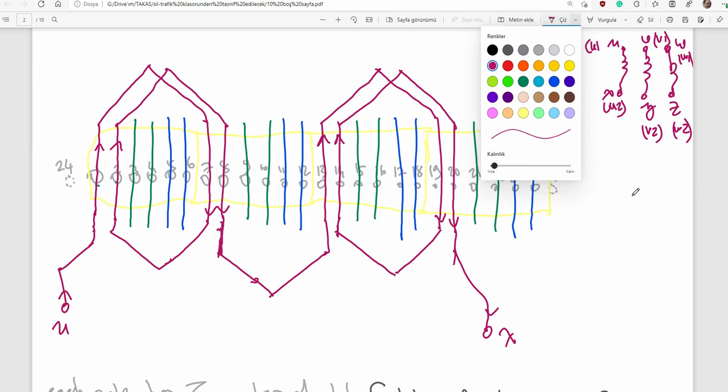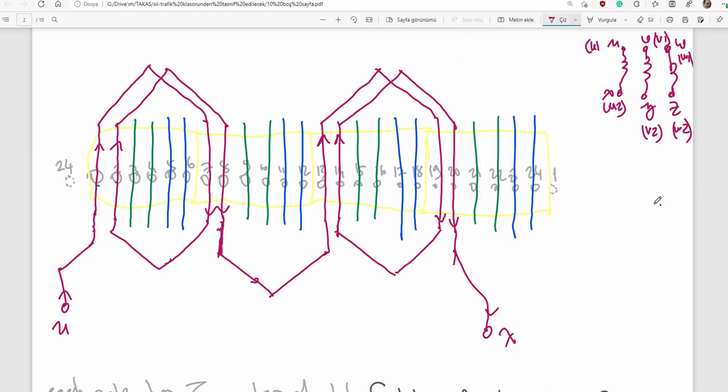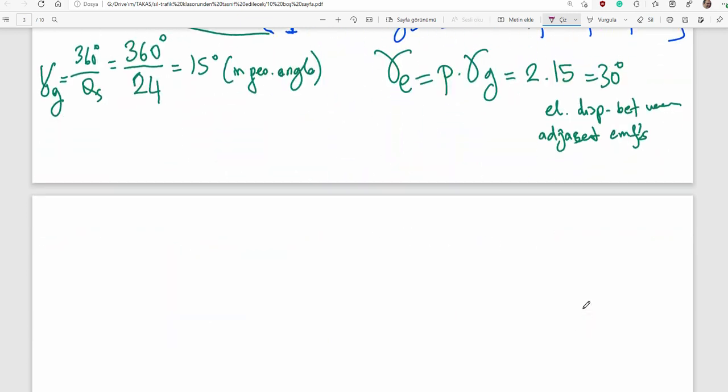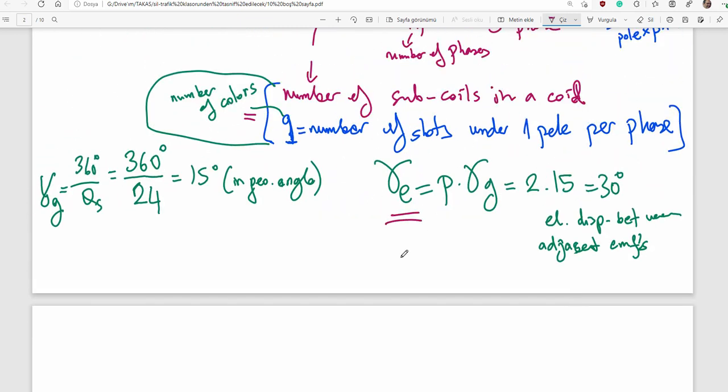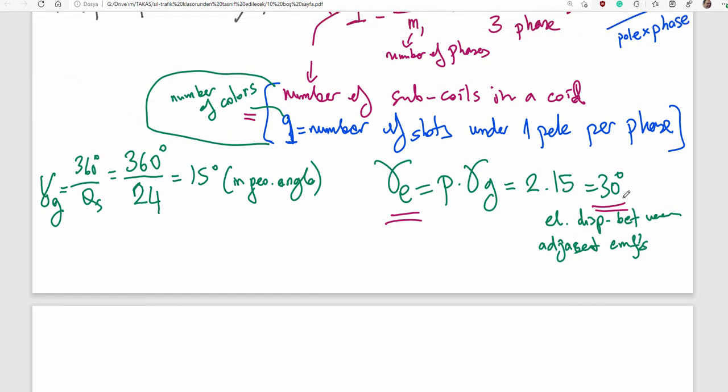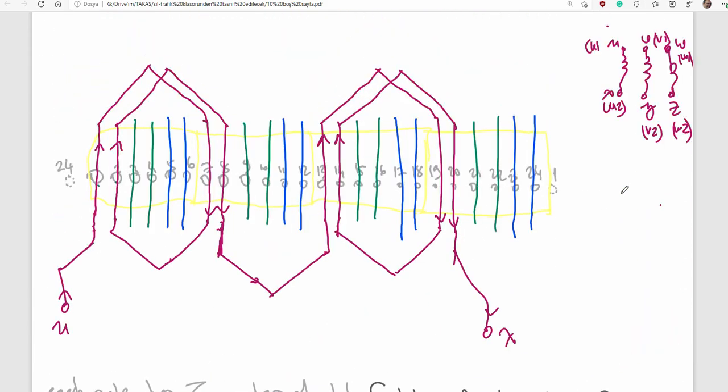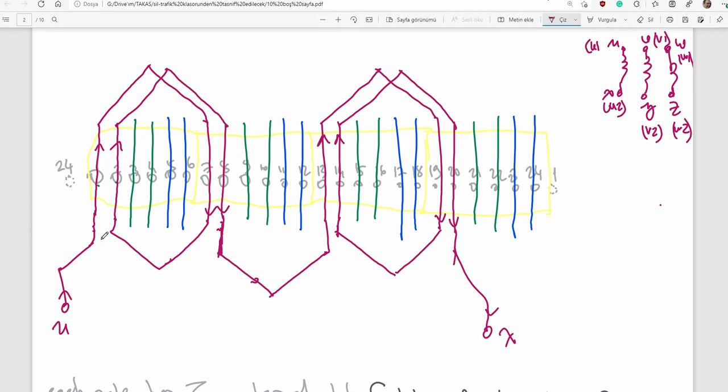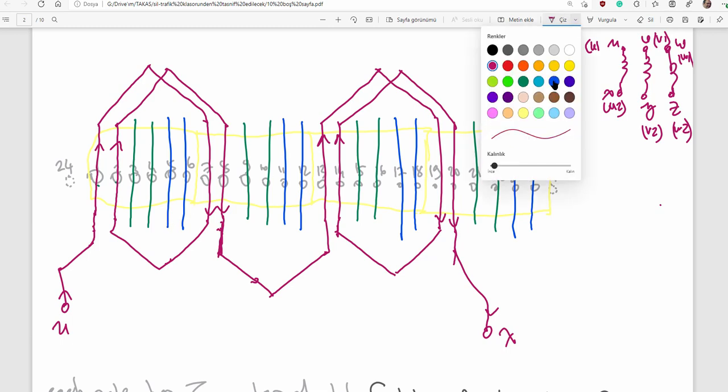Okay, let's find out where the second phase is. Take care where the second phase is. Electrical angle will help you. There must be a 120 degrees phase displacement between phases, phase coils, phase entrances, electrically. Okay, let me count up: 30, 60, 30, 60, 90, 120. That is the second phase, gentlemen.